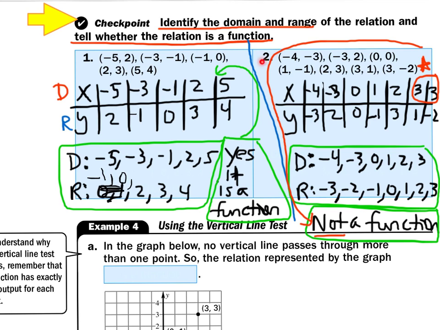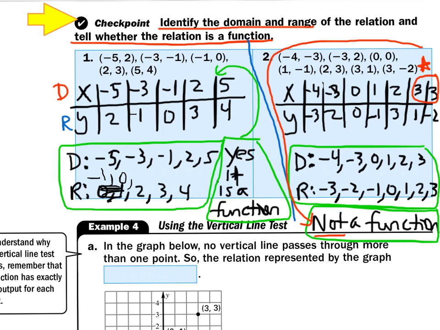Okay, take a look at number 2. So again, for number 2, I'm going to take these values and write them in an X and a Y table to help organize them. So I put -4, -3, then I put -3 and then 2, and then 0 and 0, 1 and -1, 2 and 3, 3 and 1, 3 and -2.